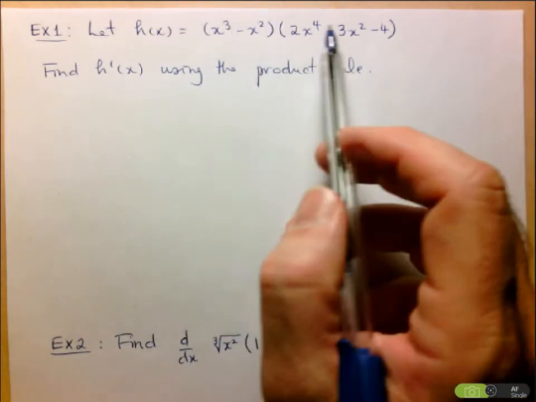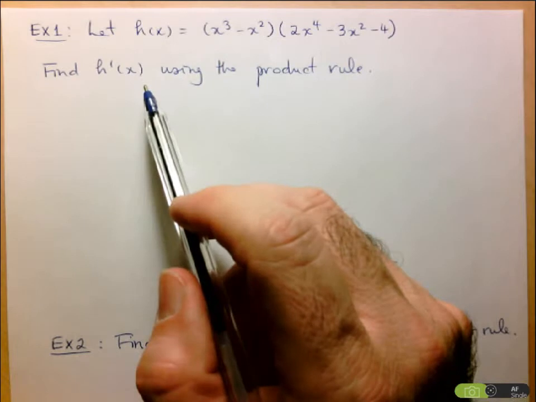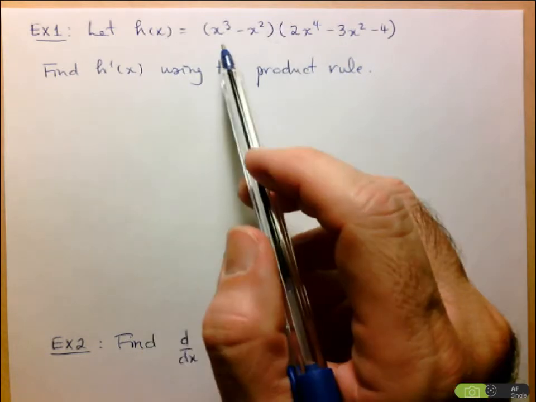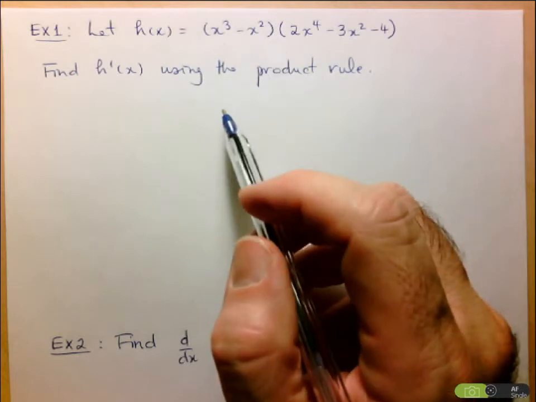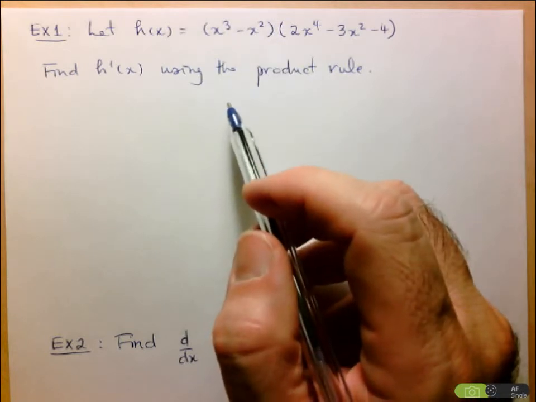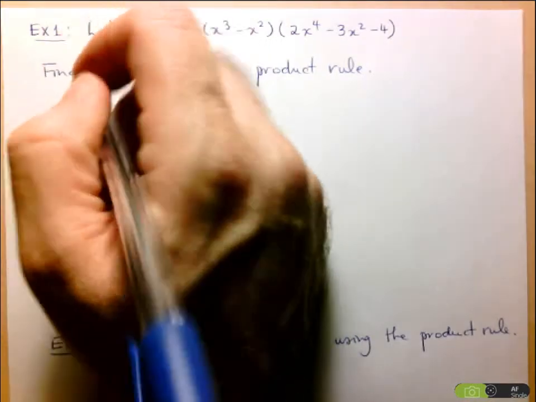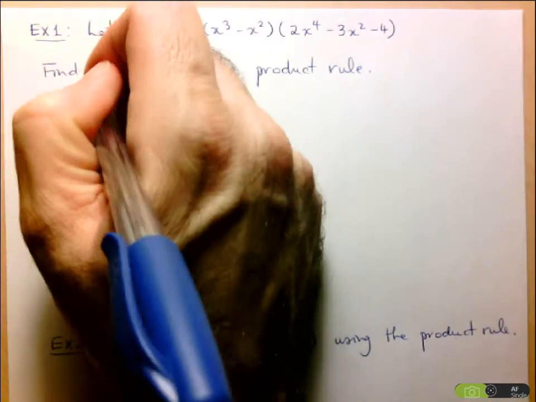Keep in mind that there is another alternative. We could expand these two polynomials and then solve using our other derivative rules. But here I want to focus in on the product rule. So the first thing I'll do is remind myself of what the product rule says.